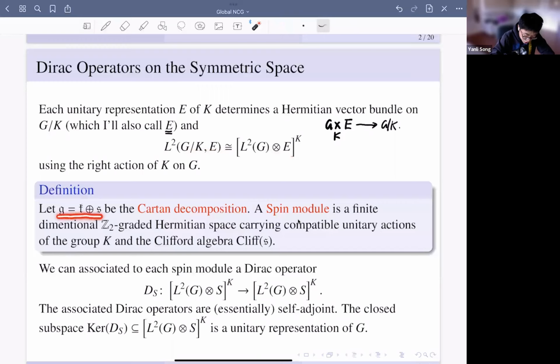We have the Cartan decomposition. Here little g is the real Lie algebra of the group G, little k is the Lie algebra of the maximal compact subgroup K, and little s is the complement of little k in g. This is known as the Cartan decomposition. A spin module is a finite dimensional Z2 graded Hermitian space equipped with an action of the Clifford algebra, and also an action of the maximal compact group K. They should act on this space in a compatible way. This is what I mean by spin module. In general we denote it by S: the Clifford algebra of little s acts on it, and K acts on it in a compatible way.